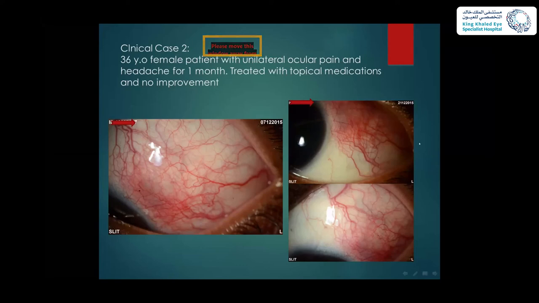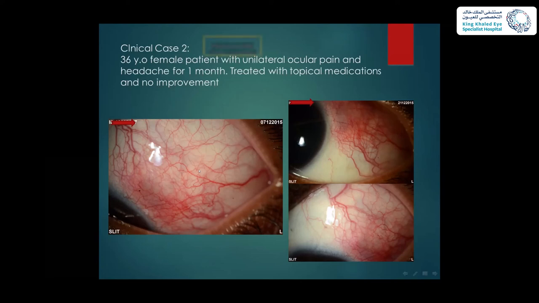with the microphone. This patient is another clinical scenario: a 36-year-old female with unilateral ocular pain and headache for 1 month, treated with topical medications with no improvement. Hopefully it is clear on your monitors, you can see there is elevation, and this is the blue hue that we were saying, indicating a nodule of the sclera. The patient has rheumatoid arthritis, controlled with methotrexate, but still that redness didn't disappear.